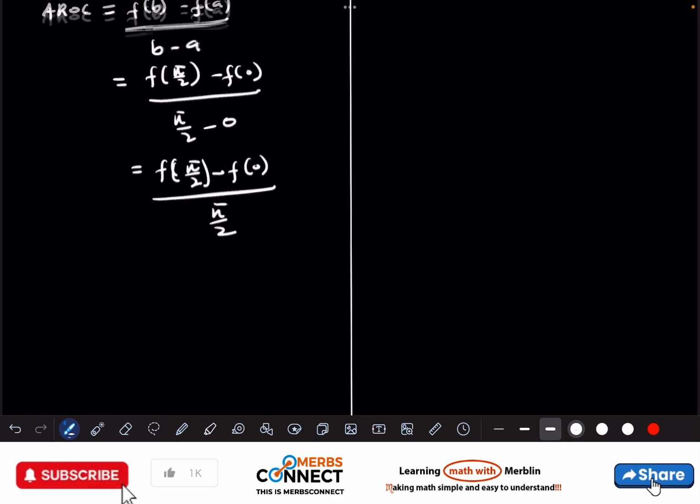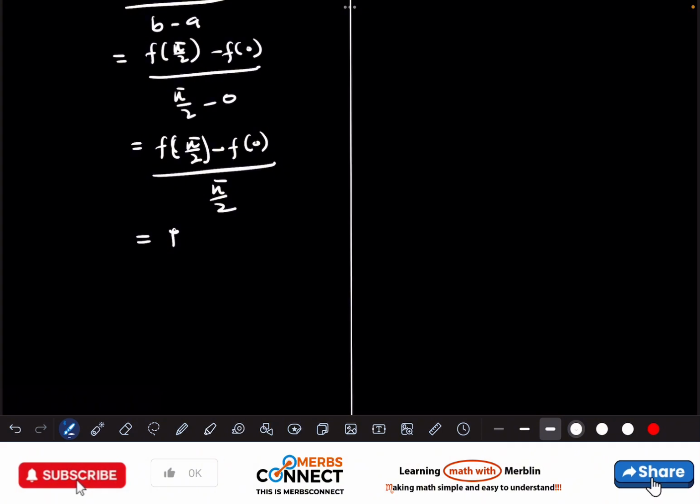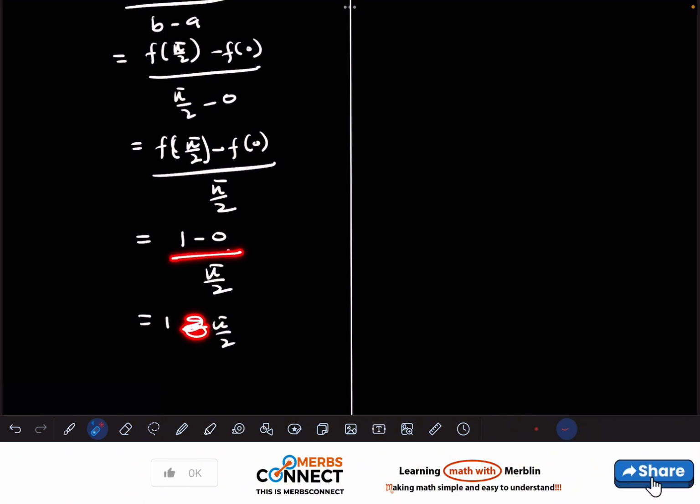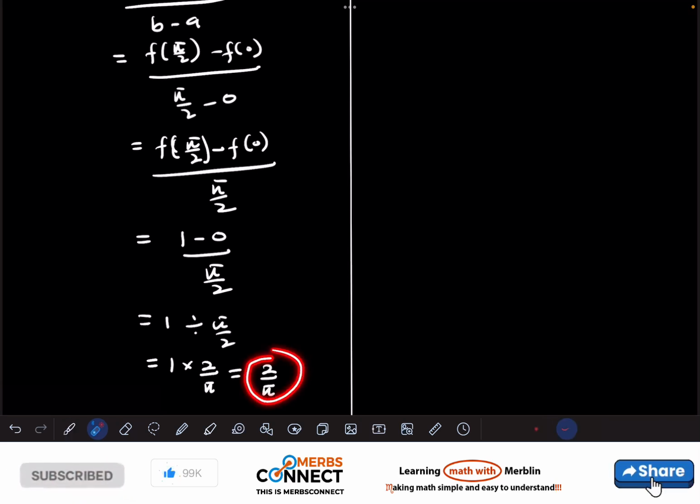So let's bring them here. This is going to be 1 minus 0 divided by pi on 2, which is the same as 1 divided by pi on 2. So 1 minus 0 is 1, and this is divided by pi on 2. So this is going to be 1 times, and I'm changing the division to multiplication, so I need to reciprocate it, and I'm going to have 2 on pi. So this will be the average rate of change.